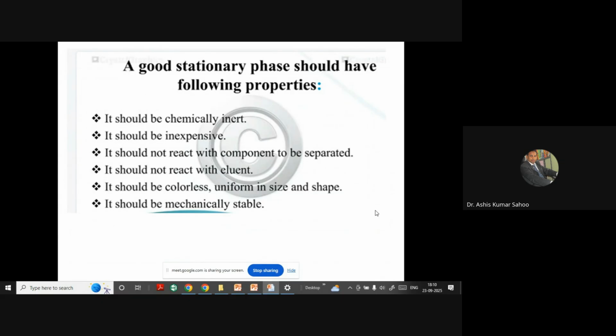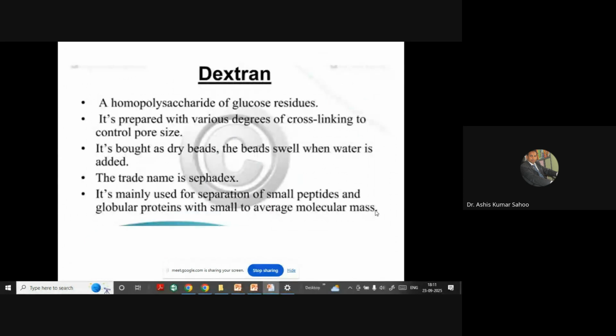Polar, highly rigid gels. Dextran is nothing but a homopolysaccharide of glucose. It is prepared with various degrees of cross-linking to control pore size. The trade name is Sephadex. It is mainly used for separation of small peptides, globular proteins, and small molecules.